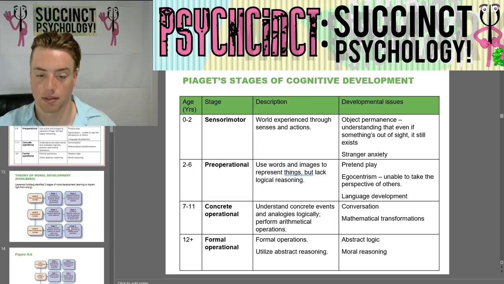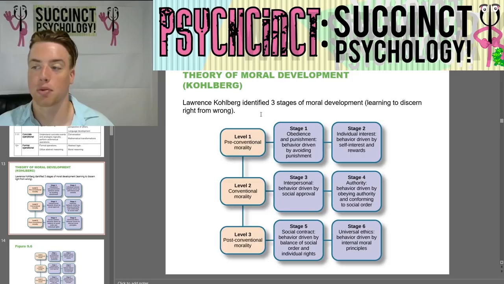Now we have the theory of moral reasoning here. So Lawrence Kohlberg identified 3 levels of moral development, which is learning to discern right from wrong. So at level 1, you have your pre-conventional morality. It has 2 stages. So stage 1, obedience and punishment, behavior driven by avoiding punishment. And stage 2 is individual interest, behavior driven by self-interest and rewards.